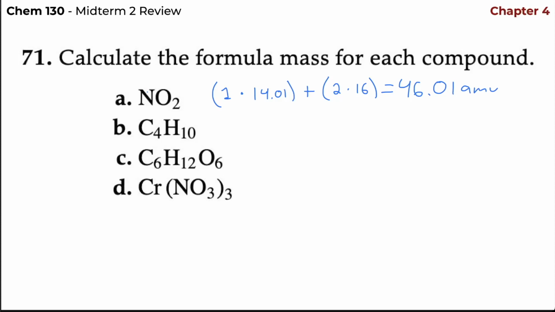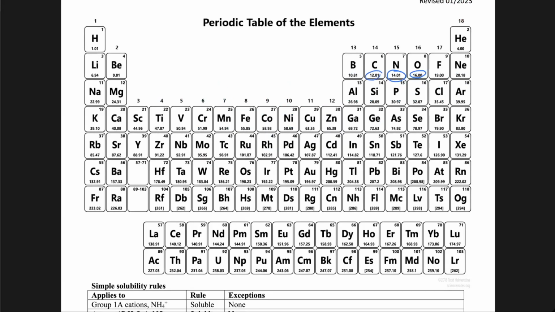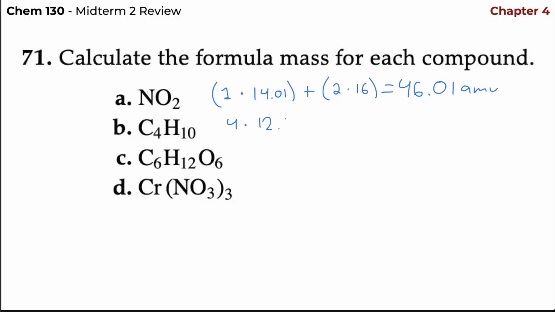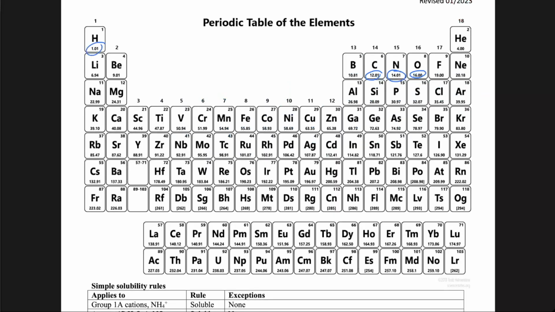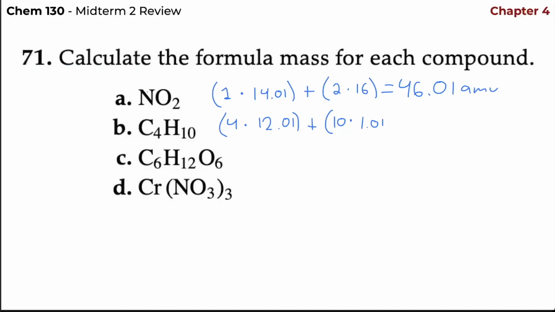Now for this one, same thing. 4 atoms of carbon times what's the atomic mass of carbon? 12.01. And then we add on 10 hydrogen times what's his atomic mass? It is 1.01. Then we just do the math. And it is 58.41 AMU. Oh, sorry, 58.14 AMU. Right? So we're just taking each atom, how many times it is, right?